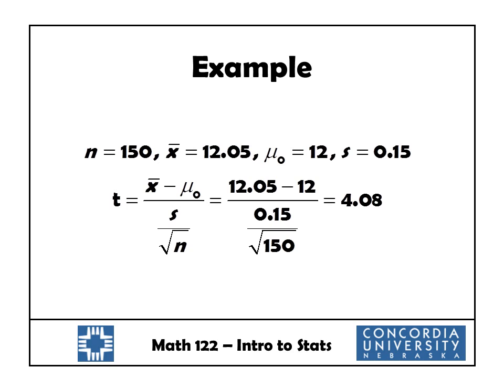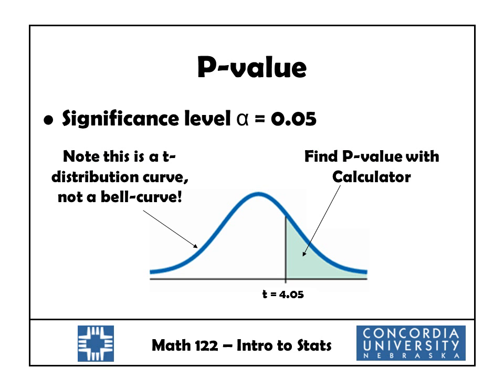So if we were to use this formula, we'd plug things in like this. X bar is 12.05, mu naught is 12. S is 0.15, n is 150. We plug that in and we get 4.08. Now we're not ever going to use this formula. We're not going to plug things in manually. We're going to let the calculator do the work. We'll illustrate that here in a minute.